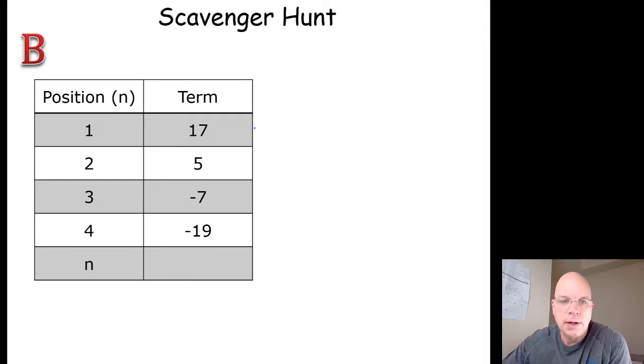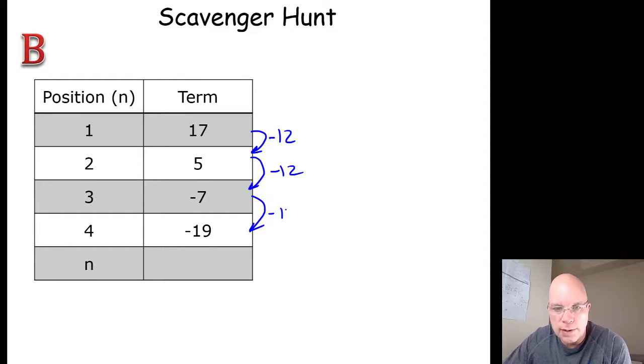practiced. Here I start out at 17, but then I have 5, so that's minus 12. And if I subtract 12 from 5, I get minus 7. So it looks like that subtracting 12 each time works. So instead of having 12n, now I have negative 12n. Because remember, subtracting 12 is the same as adding negative 12.